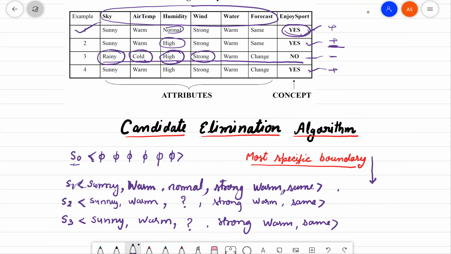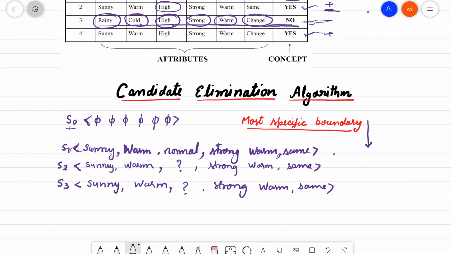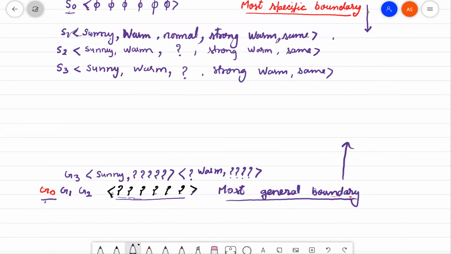And next is warm, same case here. In case of change, there is an opposite, same, so same is proving negative here and same is also proving positive here, so we can write here the same. Okay, so the remaining attributes we can put as question mark here, and we can write here same. I think this step is clear.